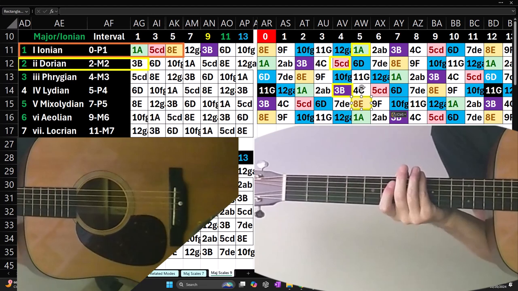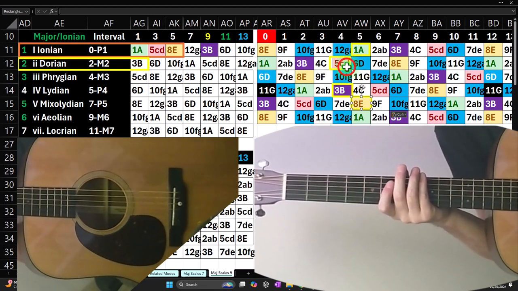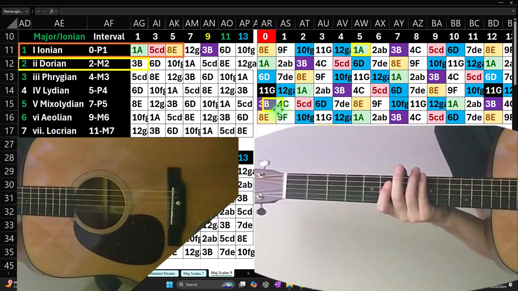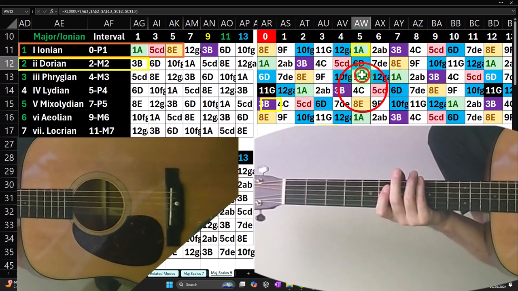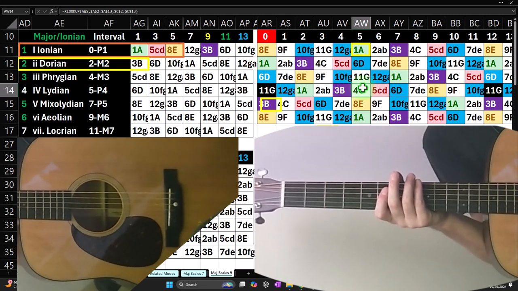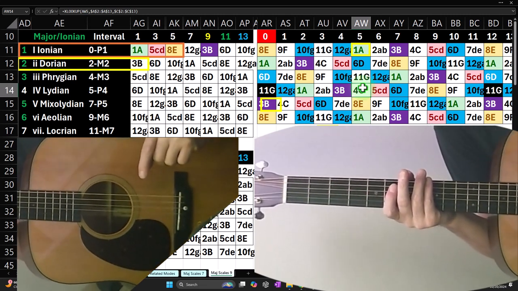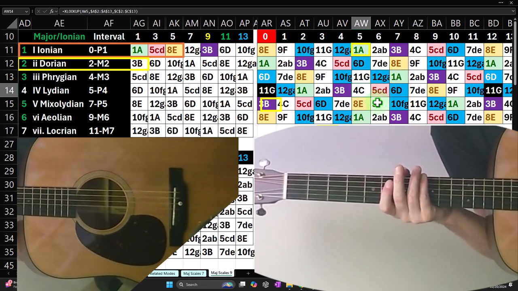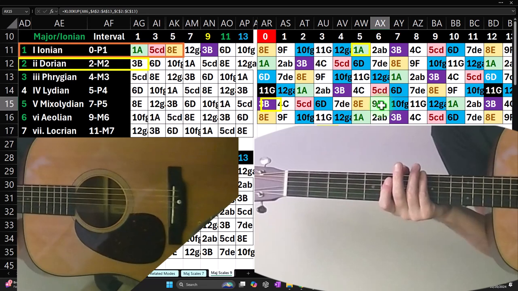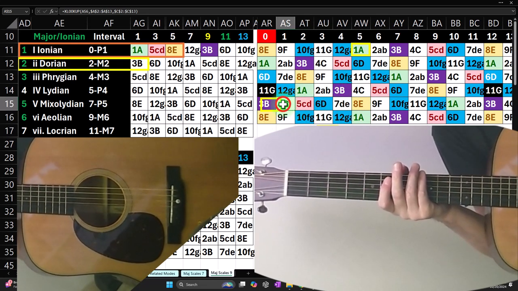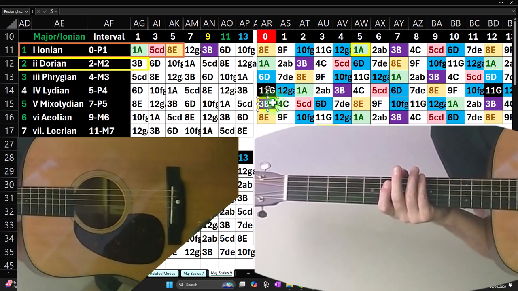Okay, let's see what else we have. The next one down is way back. So 5, 10, 15, and I can drop it down. 15 minus 12 is 5 minus 2, or 3. And then 3 plus 5 up here because of the kink in tuning, 8, 7, 6, 5, 4, 3, 2, which would be way back here.